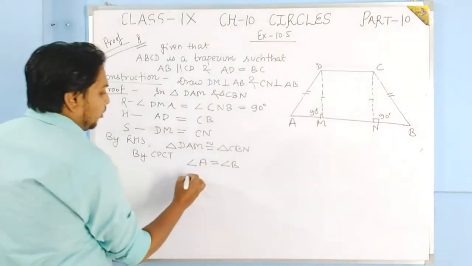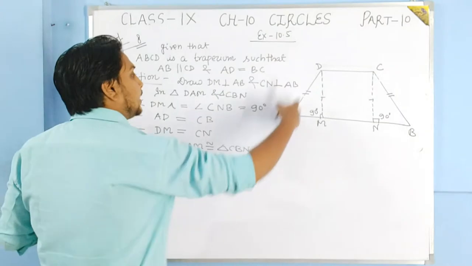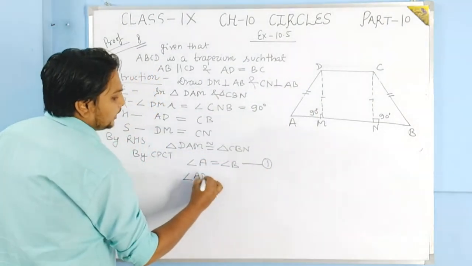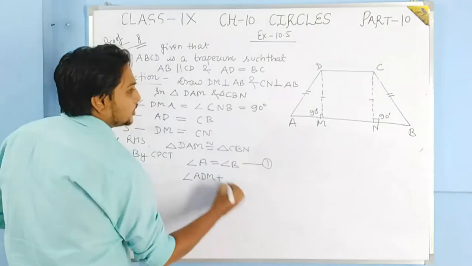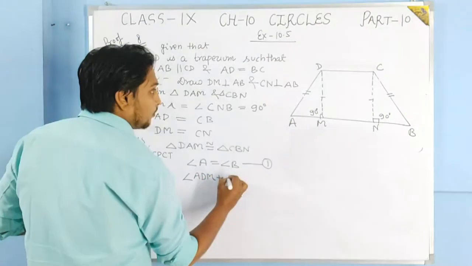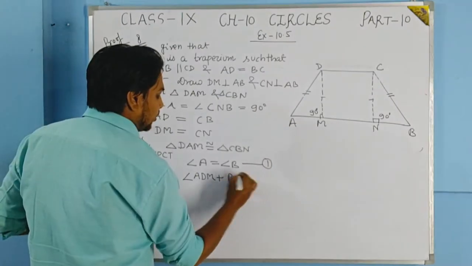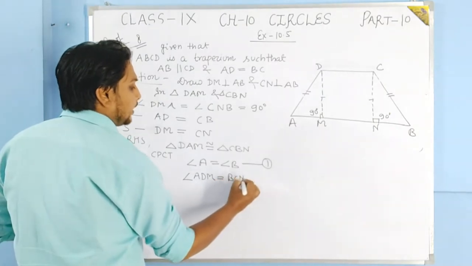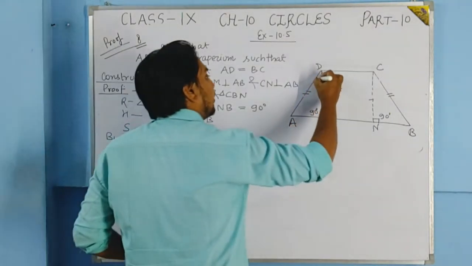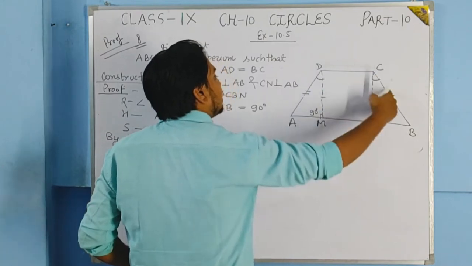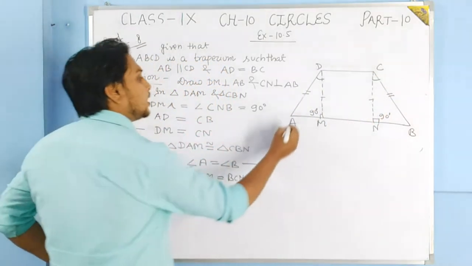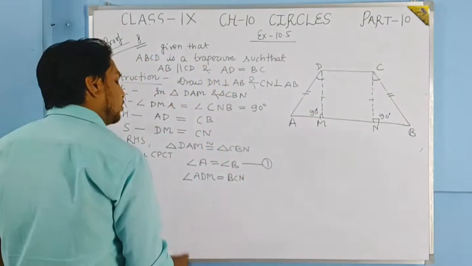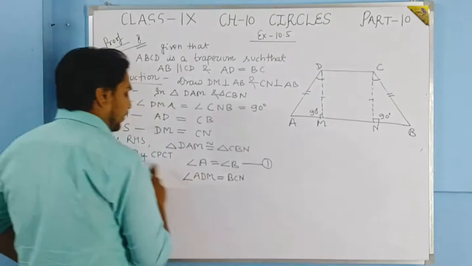Okay, and also you can say that angle ADM, suppose it is the first equation, angle ADM should be equal to angle BCN. Why? Because the triangles are congruent. So if the triangles are congruent, then their corresponding angles should also be equal. So they should be equal by CPCT.